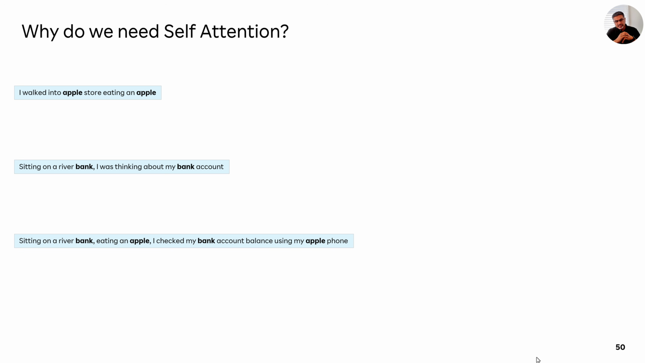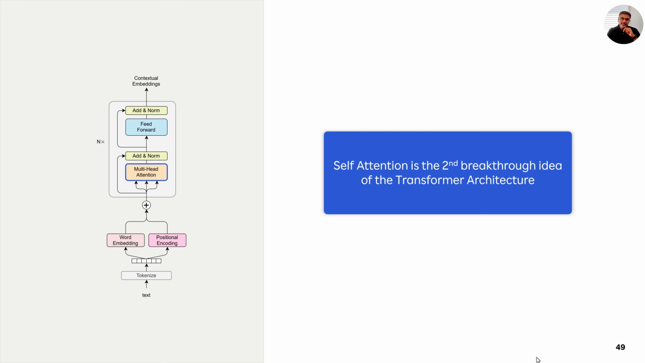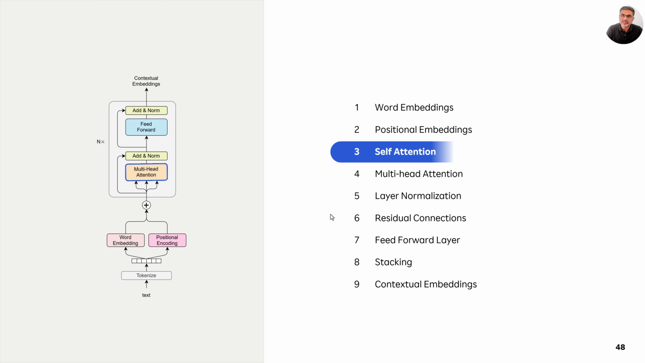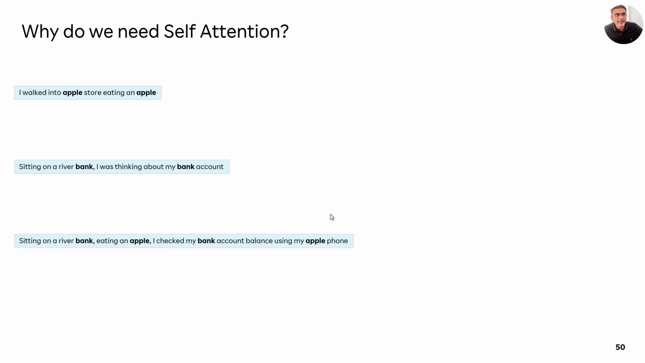If you look at a sentence like this, actually, let's go back a little bit to this picture here. In this picture, as you can see, "I walked into Apple store eating an apple." The word embedding for each word is different. But the word apple appears twice, and it carries the same word embedding, correct? It's obvious because it's the same word. But now, in this sentence, "I walked into Apple store eating an apple," clearly the first Apple refers to the company Apple and its store, and the second apple, while it's the same word, refers to the fruit that's being eaten.